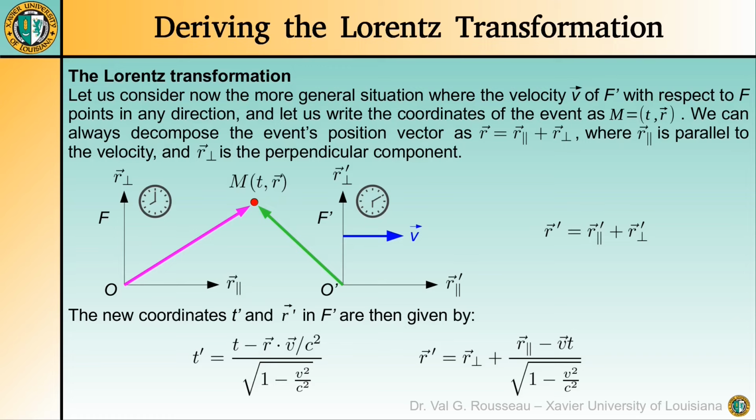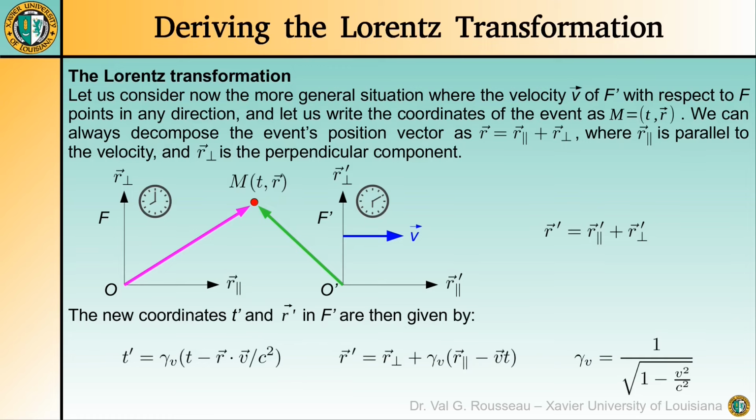So we can condense the transformation of the four coordinates into the two equations that are shown. Finally, it is common to define the Lorentz factor gamma of v as 1 over the square root of 1 minus v squared over c squared, which allows us to simplify the writing of the Lorentz transformation.